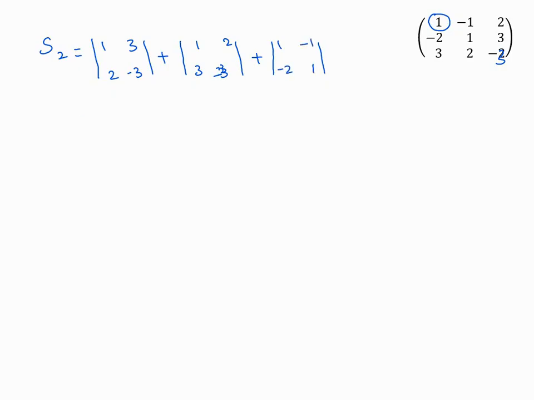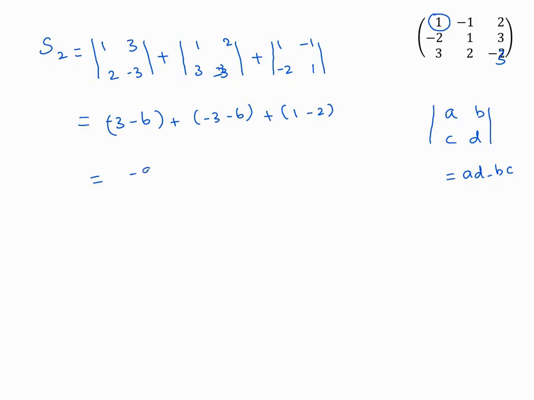Now we expand each matrix as per the determinant: for A, B, C, D, you expand AD minus BC. So you get negative 3 minus negative 6, plus negative 3 minus negative 6, plus 1 minus 2. So you get negative 9, negative 9, negative 1. So the answer is negative 19.